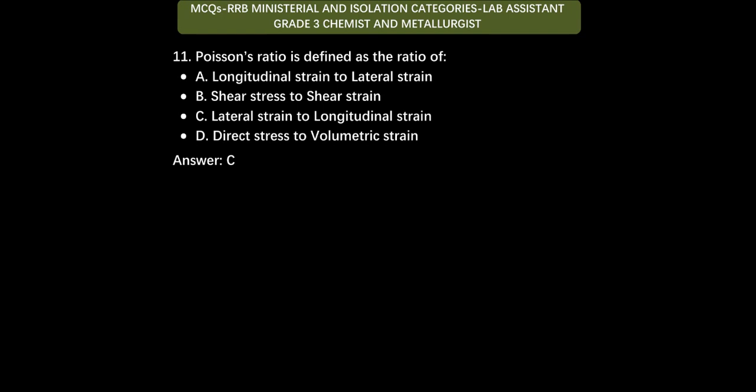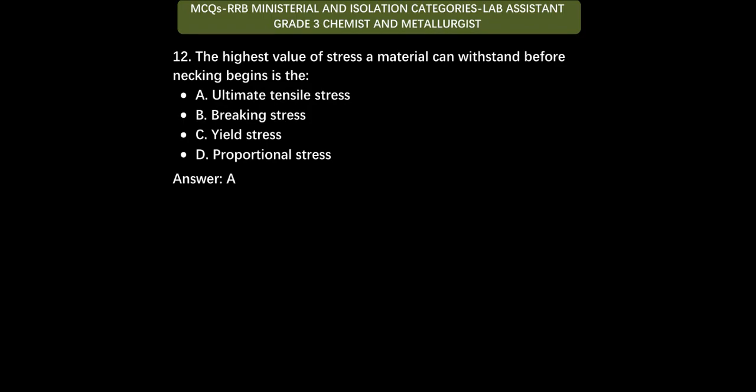Poisson ratio is defined as the ratio of option C, lateral strain to longitudinal strain. The highest value of stress a material can withstand before necking begins is the option A, ultimate tensile stress.